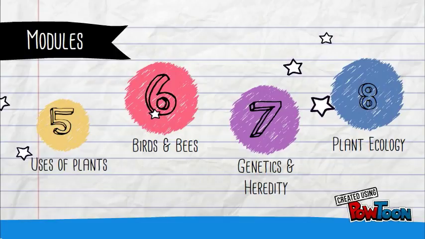Module 7, Genetics and Heredity. Here you'll see how plant genetics can be used in agricultural practices. And finally, Module 8, Plant Ecology. Factors that affect plant communities will be looked at, including biogeochemical cycles, succession, and energy flow, and also biomes will be looked at.